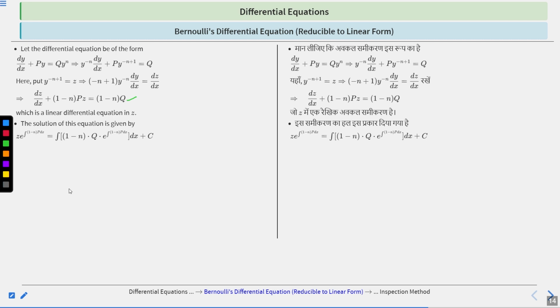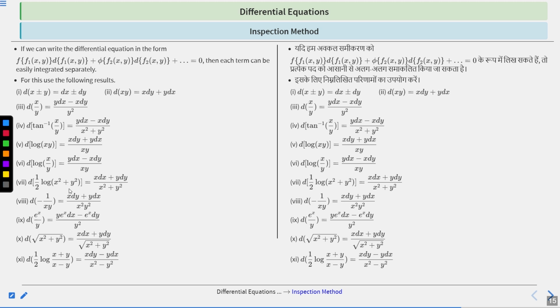Now let's move to the next topic, the inspection method. These methods are very helpful when the questions are not of any standard form, that is, linear form, reducible to linear form, or some other form. In this case we usually move with the inspection method, right?